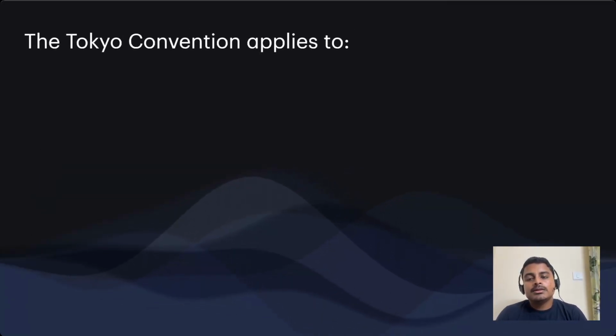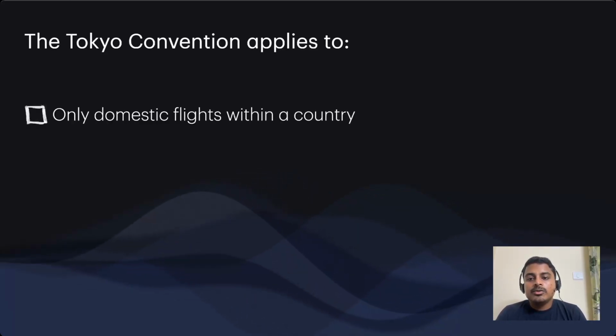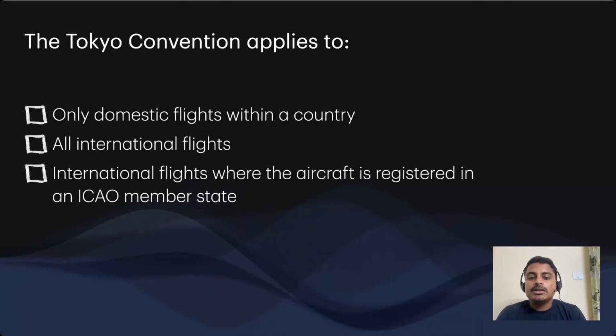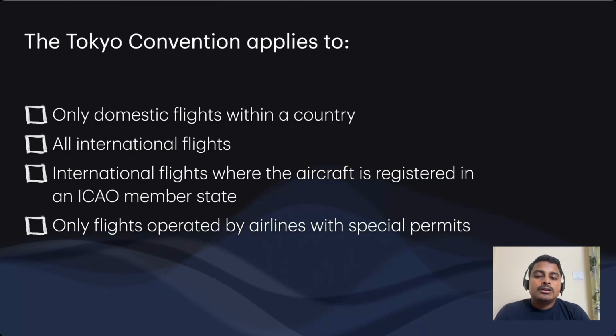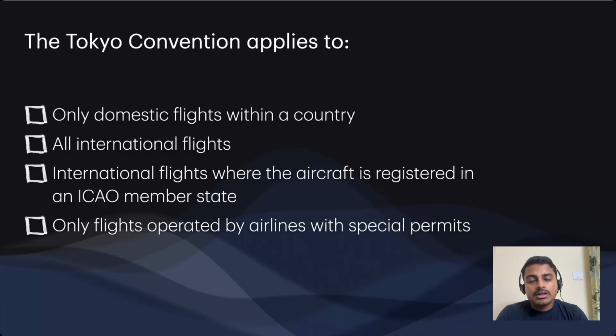Next question is, the Tokyo Convention applies to dash only domestic flights within a country, all international flights where the aircraft is registered in an ICAO member state, only flights operated by airlines with special permits. So one thing you have to be careful is that when going through the options, do not hurry. Do not go for an answer immediately. Go through all the options and then decide which one is correct, right?